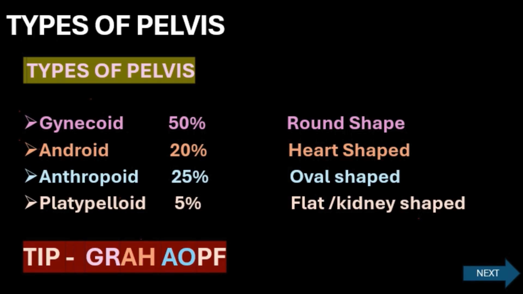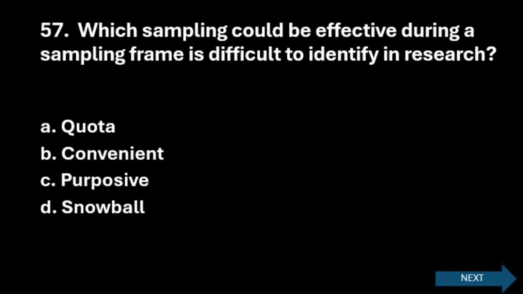Next question. Which sampling could be effective when a sampling frame is difficult to identify in research? Option A quota sampling, option B convenience sampling, option C purposive sampling, and option D snowball sampling. The right answer here is option D snowball sampling.